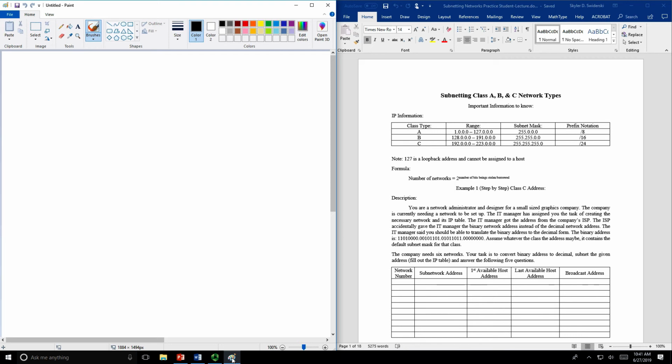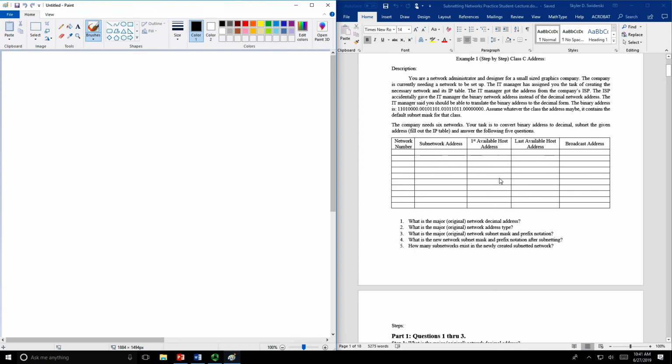Underneath the table is a formula that we'll be using quite often, which will determine the number of networks that would need to be created by the number of bits that would need to be taken. Hopping down to the first example, which is dealing with a Class C address.